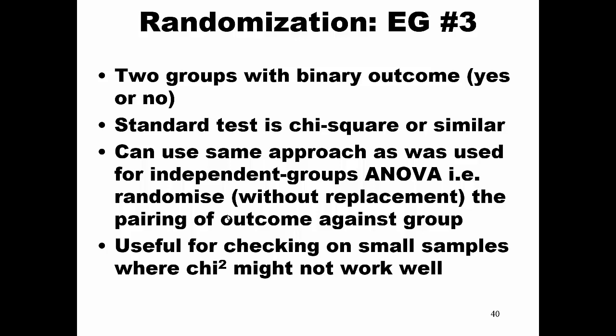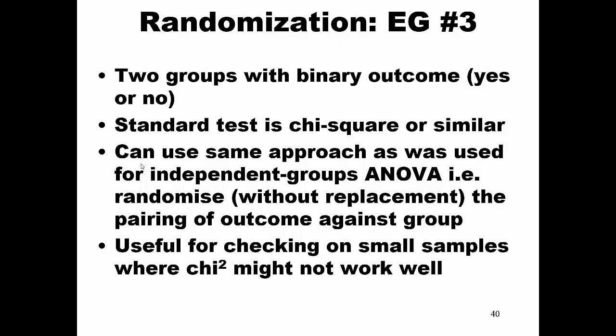Hello again. This is our third example of randomization tests, an example of resampling statistics, a form of non-parametric statistics that we can use, using a numerical solution to estimating the sampling distribution under the null hypothesis. So this is another example. Here we've got just simply two groups with a binary outcome, yes or no, 1 or 0, whatever. And we would standardly use a chi-squared test or something similar.